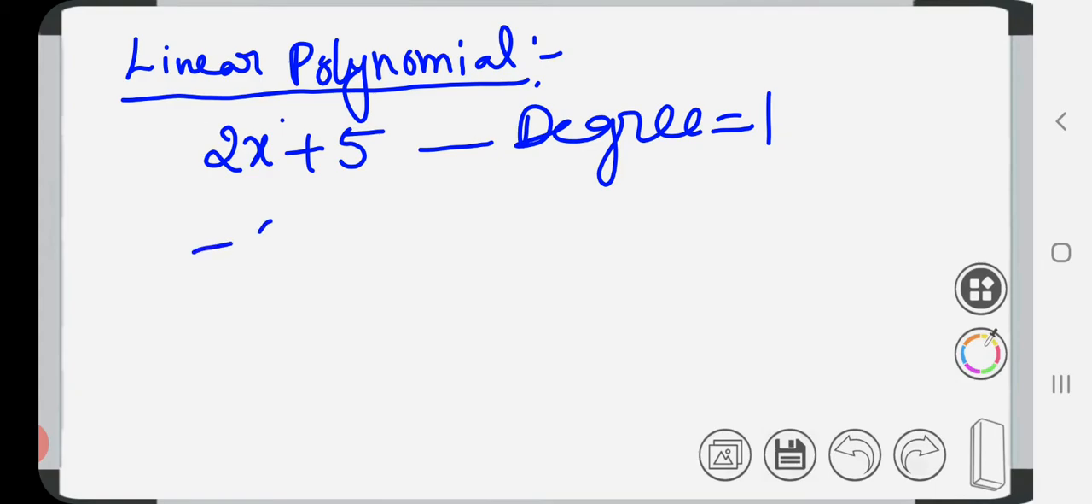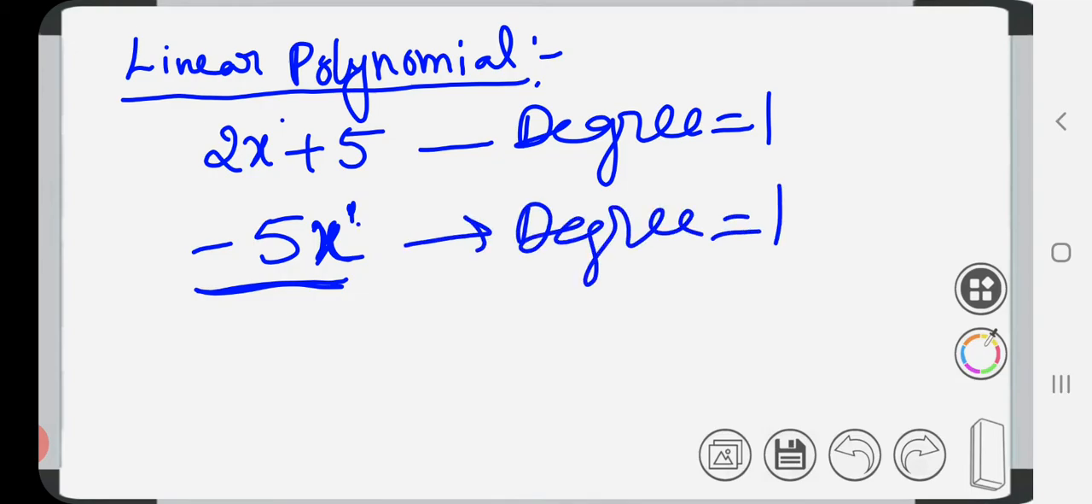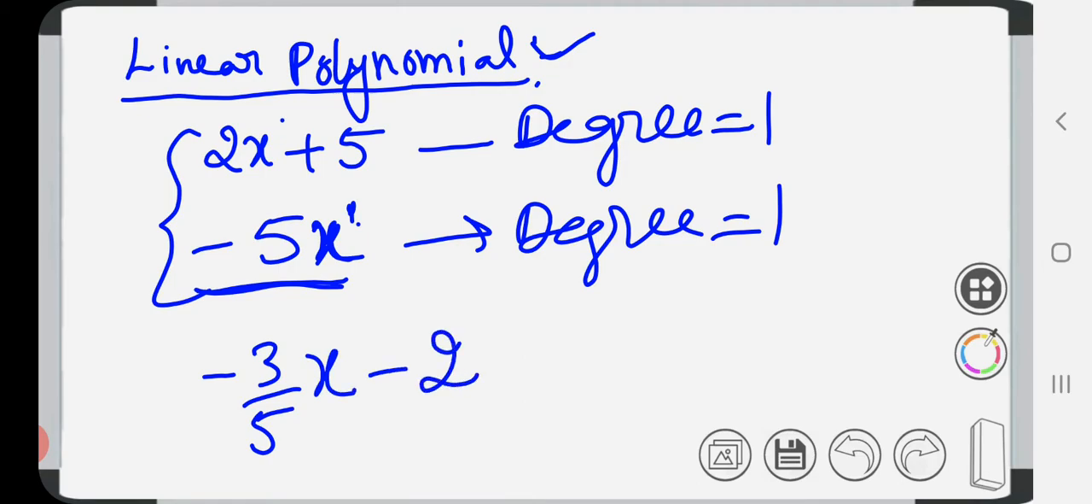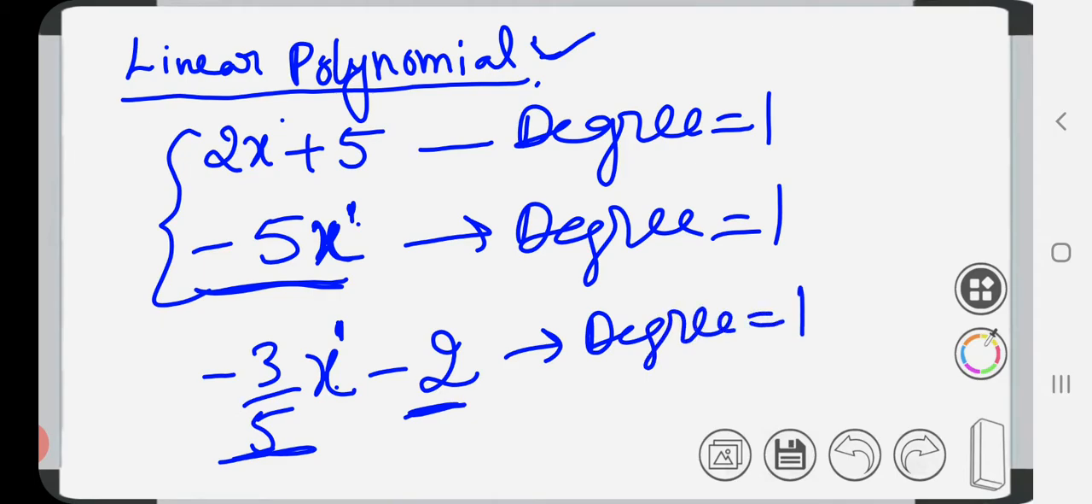I can write this also, minus 5x. This is also a linear polynomial because you observe x power 1, so the degree is 1. These are linear polynomial examples. We can write minus 3 by 5x minus 2. In this case, this is the first term, this is the second term, and x power 1 is there. Therefore, these are linear polynomials, and in each and every case the degree of the linear polynomial is 1.